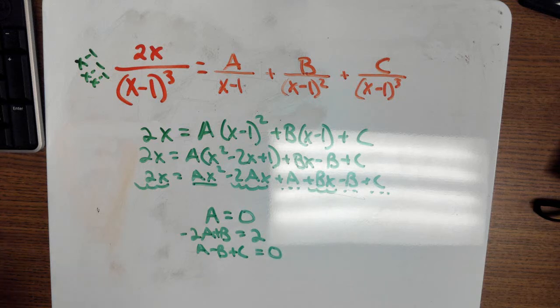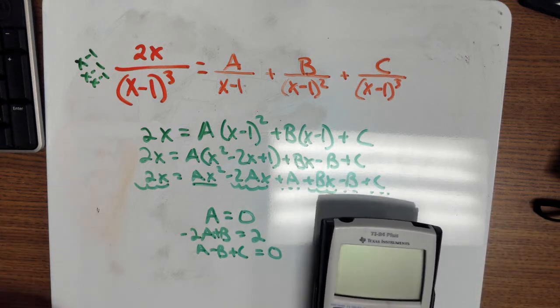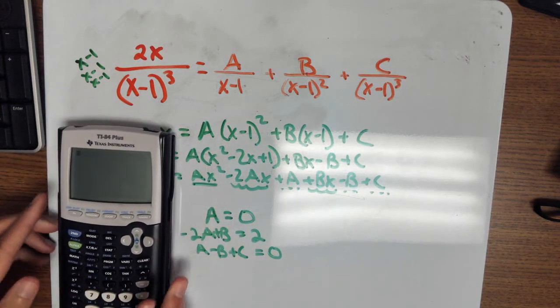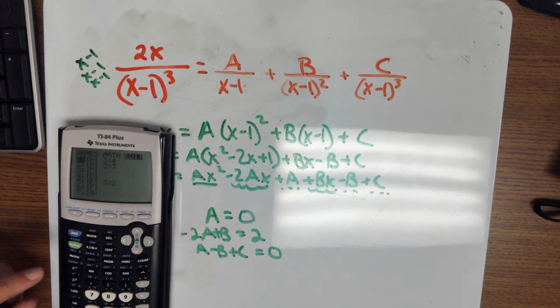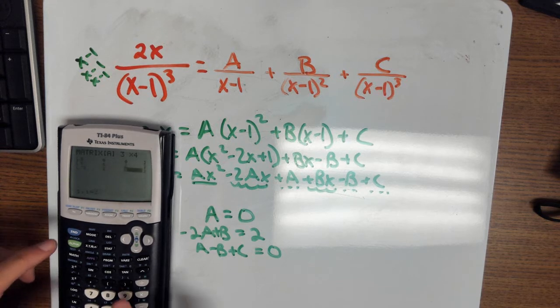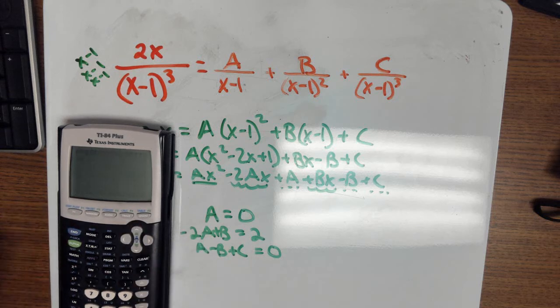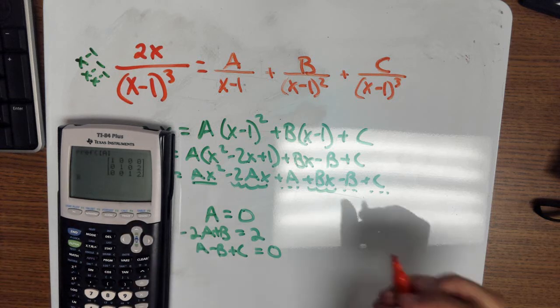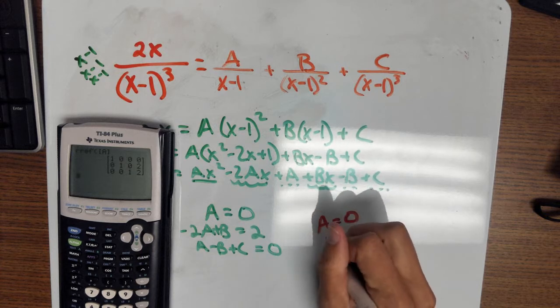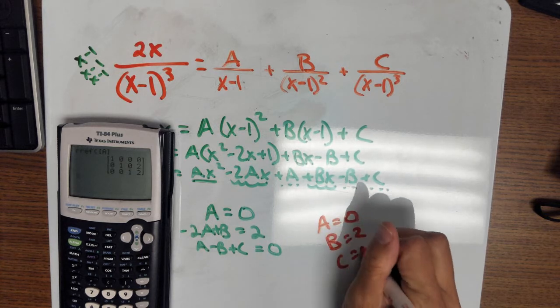Then you do the same process. We plug this in as a matrix. So I'll put this up here. You guys know how to do these at this point. This is a 3 by 4. 1, 0, 0, 0, negative 2, 1, 0, 2, 1, negative 1, 1, and 0. We'll solve the matrix. That tells me that A is 0, we knew that. B is 2, and C is 2.